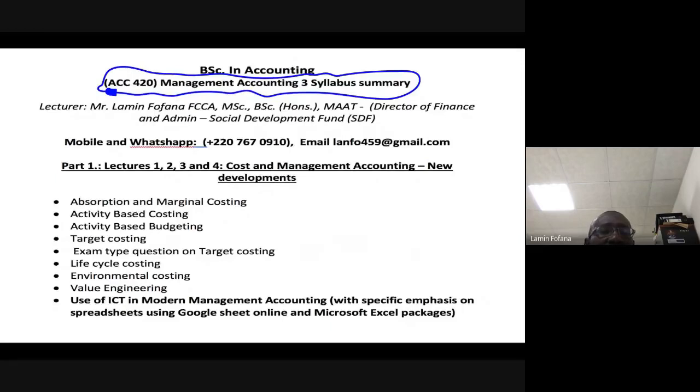Activity-based costing is just a subset of absorption costing, for the fact that in absorption costing, we usually have one OAR or one FOAR, that's the fixed overhead absorption rate. The difference between marginal costing, absorption costing, ABC, and so on and so forth, is only one difference, and that difference is how overheads are absorbed.